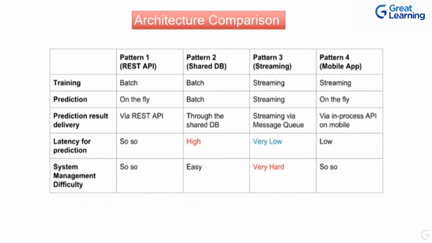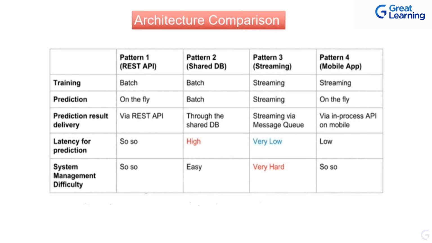The way you need to read the table is, the columns represent the different ways in which the model could be deployed. Each row represents, for each type of model deployment, what are we using from a training perspective? How does a prediction happen? How are the prediction results delivered? What is the latency for prediction? And what is the system management difficulty? Right? So each row represents the values or the outcome of each model deployment against these parameters.